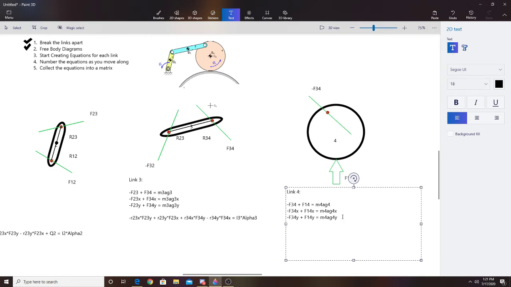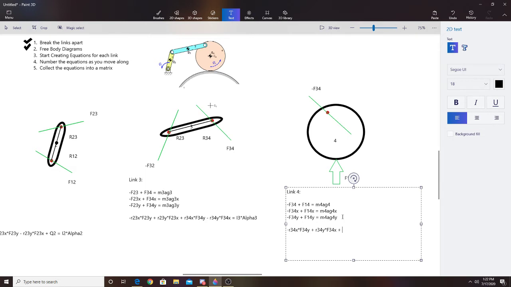Alright. So those are x and y again in our total force diagram. Now we have the moment equation, right? So moment equation, we have to do minus R34x times F34y plus R34y times F34x. Yeah, okay, that's right.